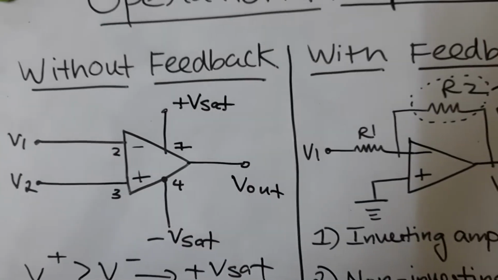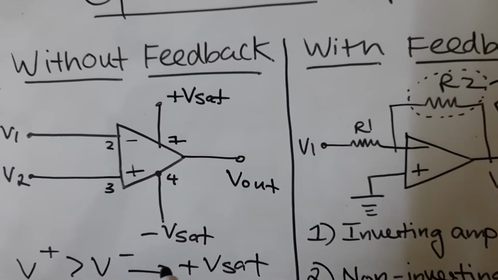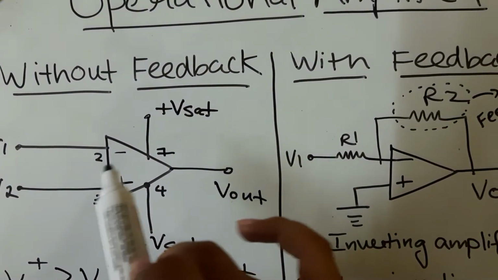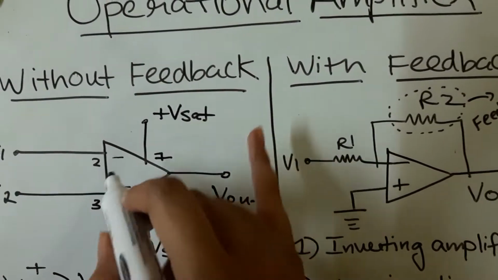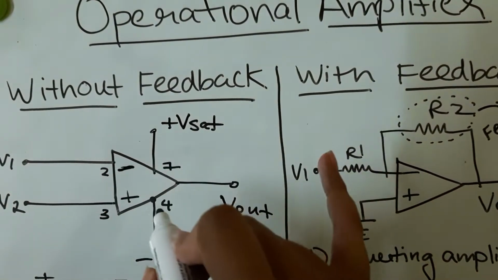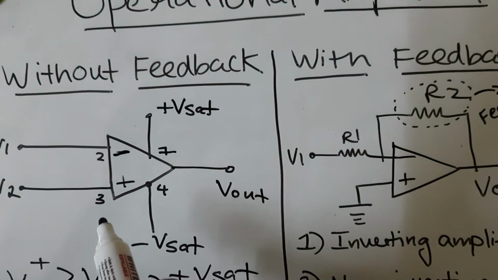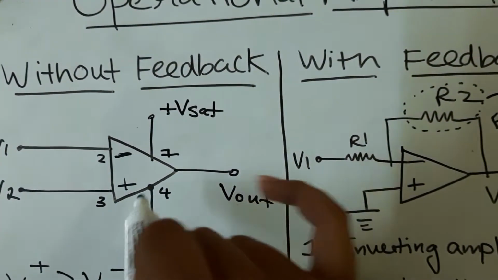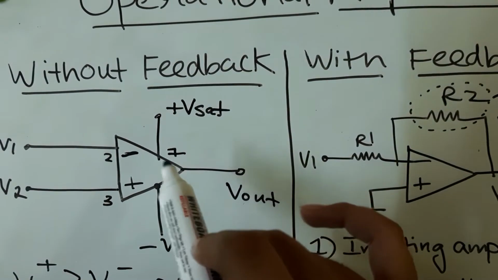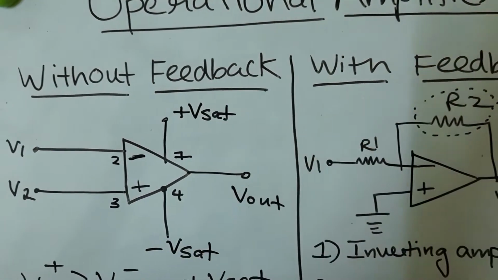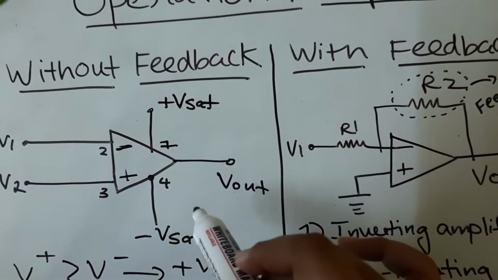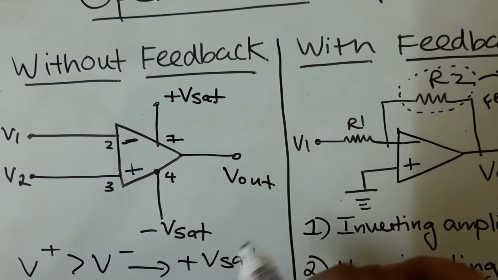Now without feedback, let's see the pin diagram of the op-amp first. Pin number 2 stands for the inverting terminal, which has a minus sign. Pin number 3 is the non-inverting terminal having a positive sign. Pin number 7 is connected to plus Vsat, which is the saturation voltage. And pin number 4 is connected to minus Vsat.